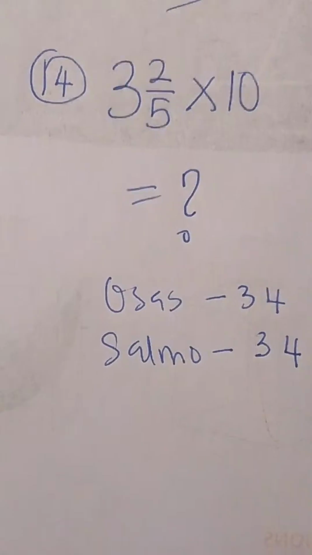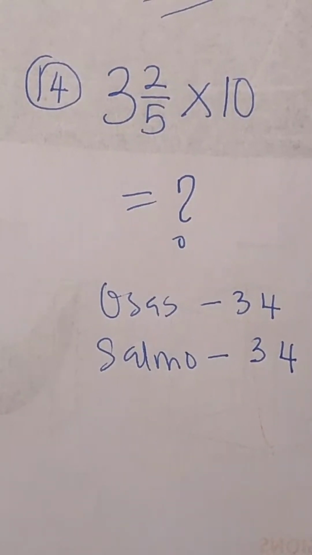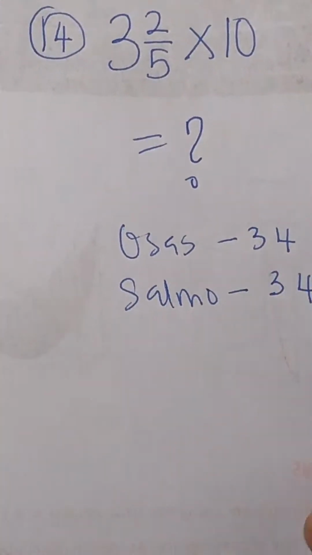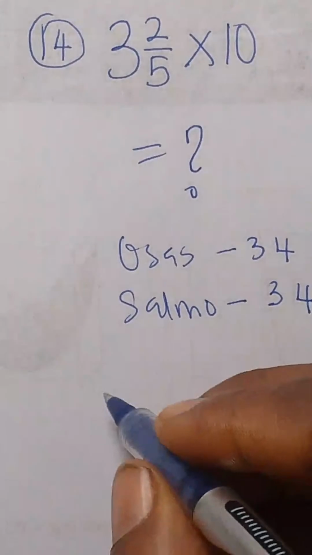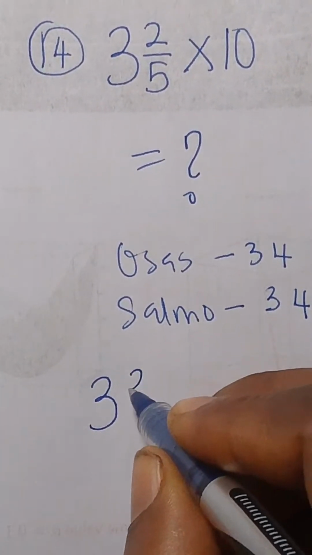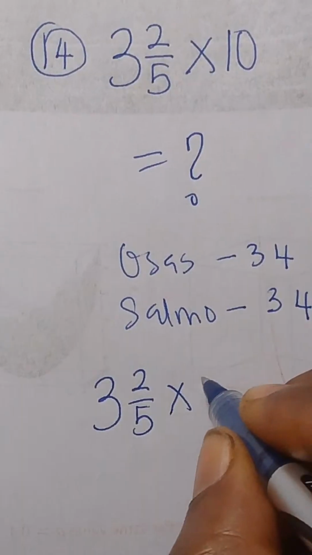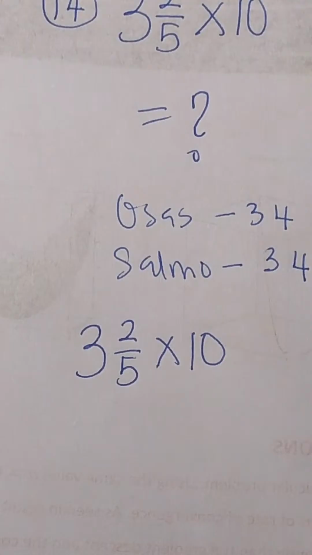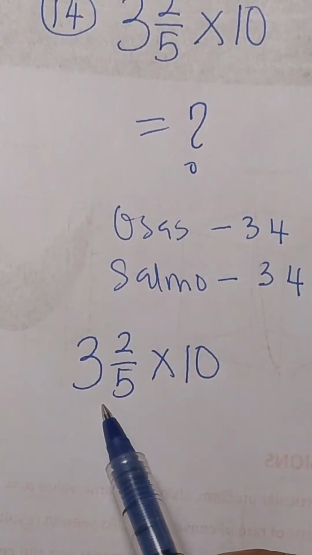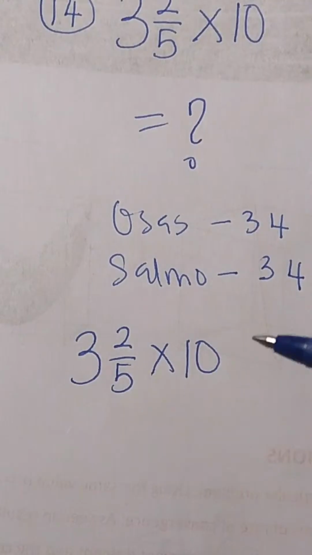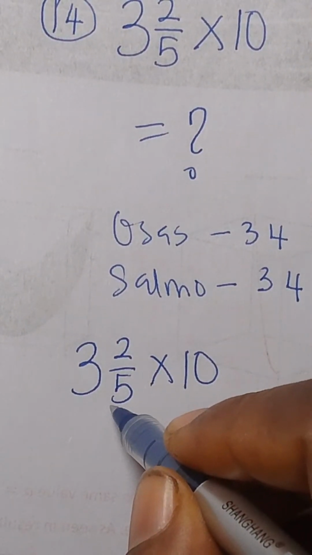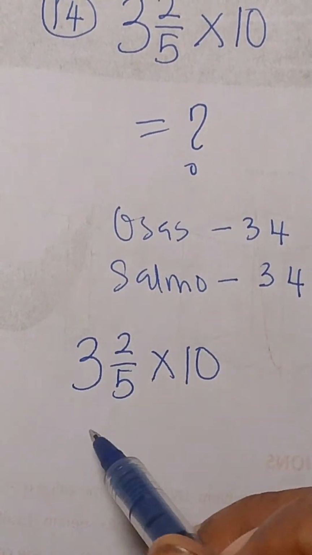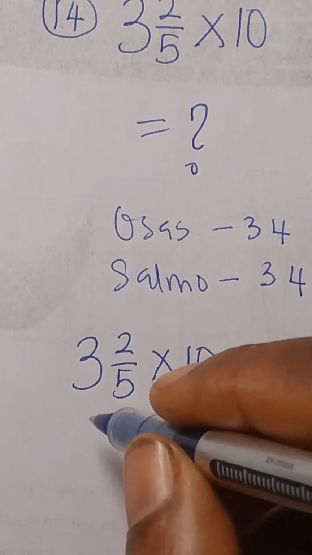So we are solving 3 whole number 2 over 5 multiplied by 10. Okay, so let me solve it. We have 2 answers already. Whenever I have this kind of question, multiplying any mixed number, you have to first of all convert it into an improper fraction. In my shorts, you see a video of how to convert from mixed fraction to improper fraction. This is a mixed fraction here. We are going to convert it to improper fraction. How do you do that?